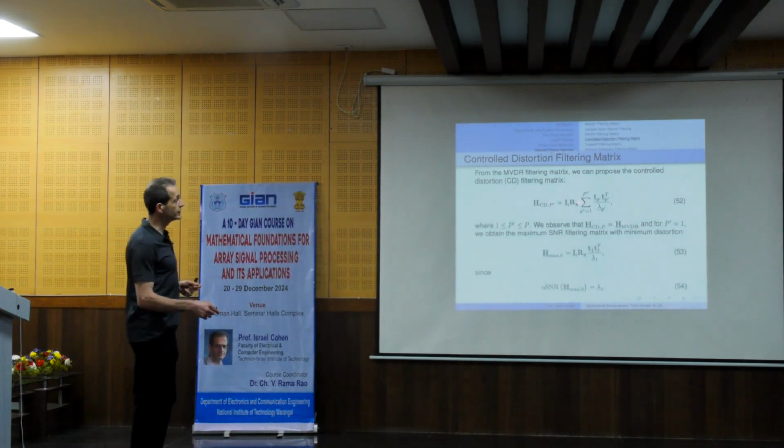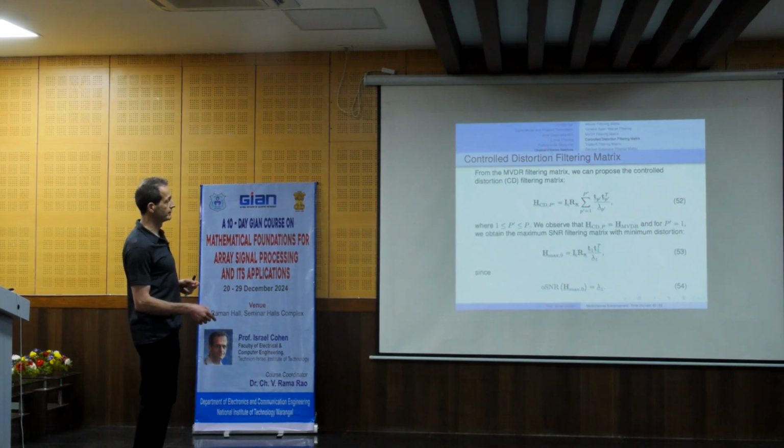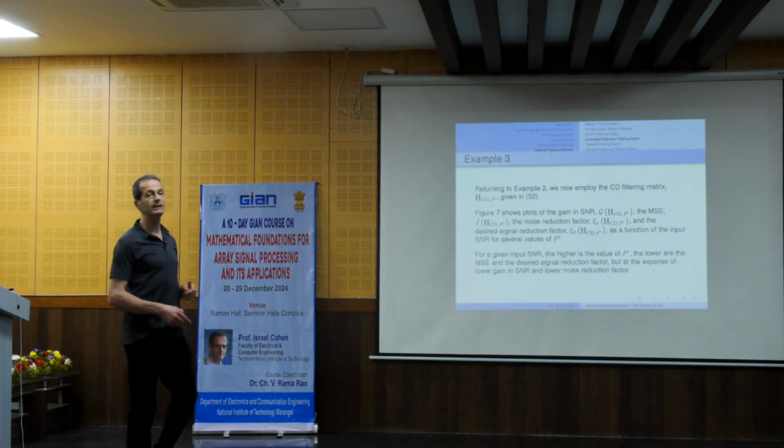The control distortion is taking the summation up to P prime, which is smaller than P. Okay, and then we can control and so on. Let's see an example.